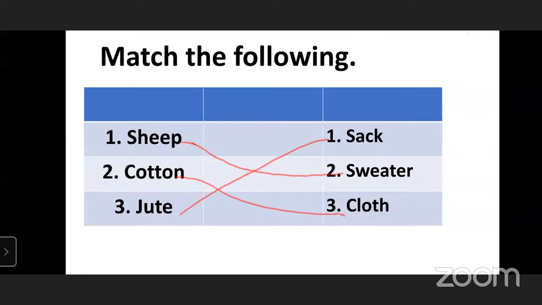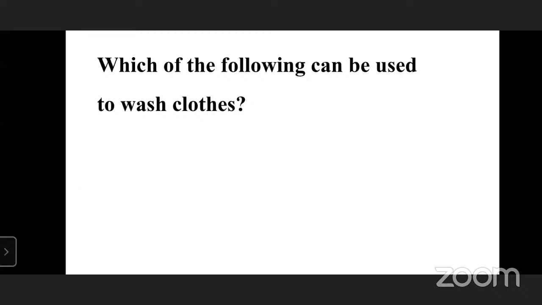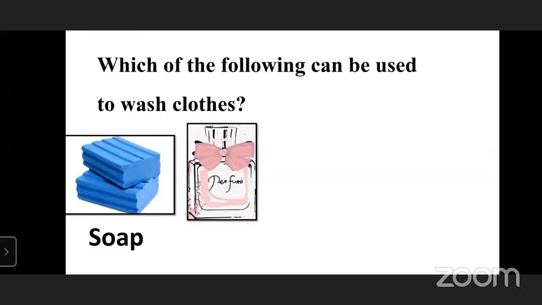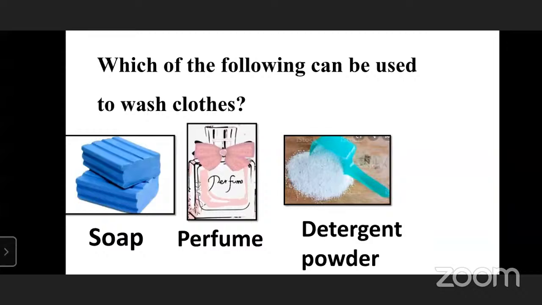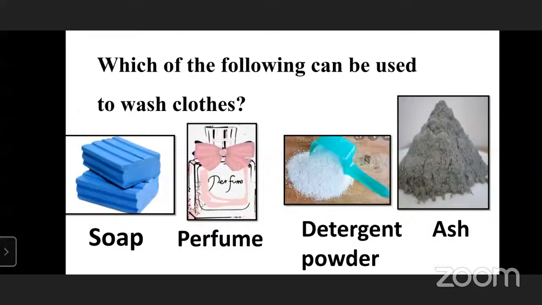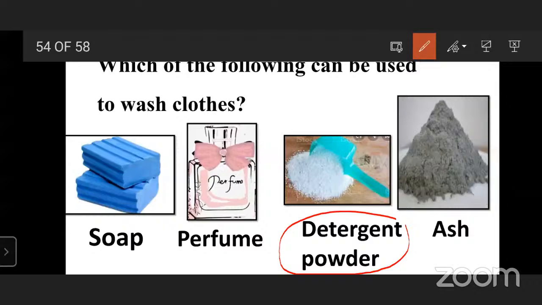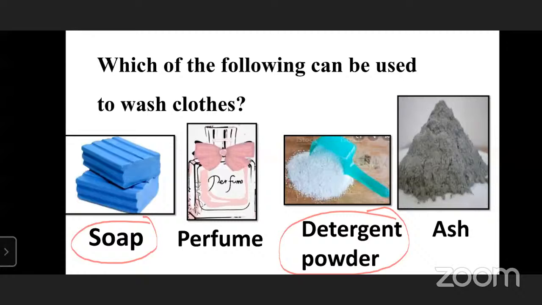Now, which of the following can be used to wash clothes? You can see here soap, perfume, detergent powder, and ash. From these pictures, you have to tell me which things we use to wash clothes. Soap and detergent powder. Very good. We use soap and detergent powder to wash the clothes and not perfume and ash.